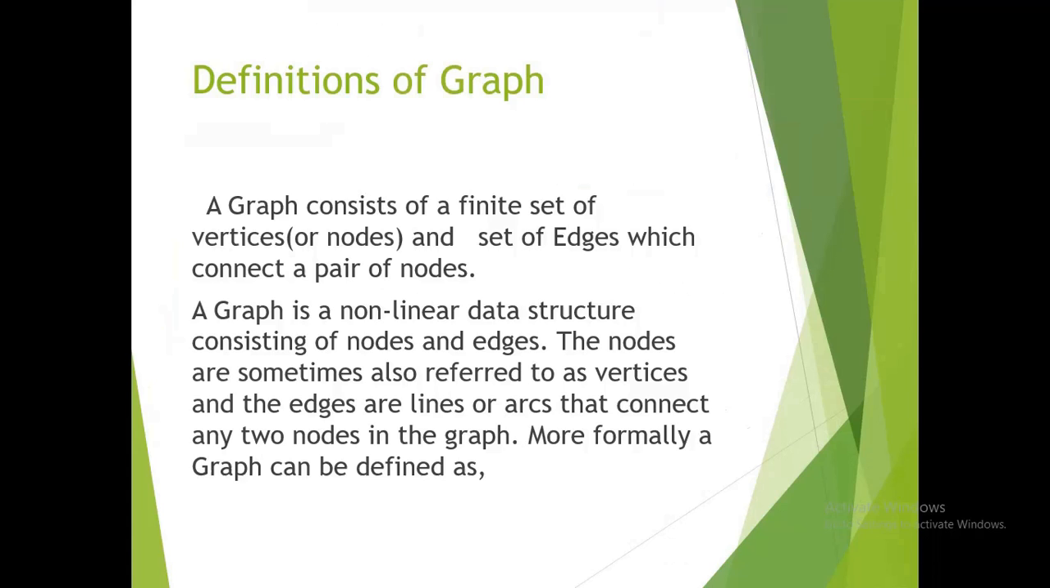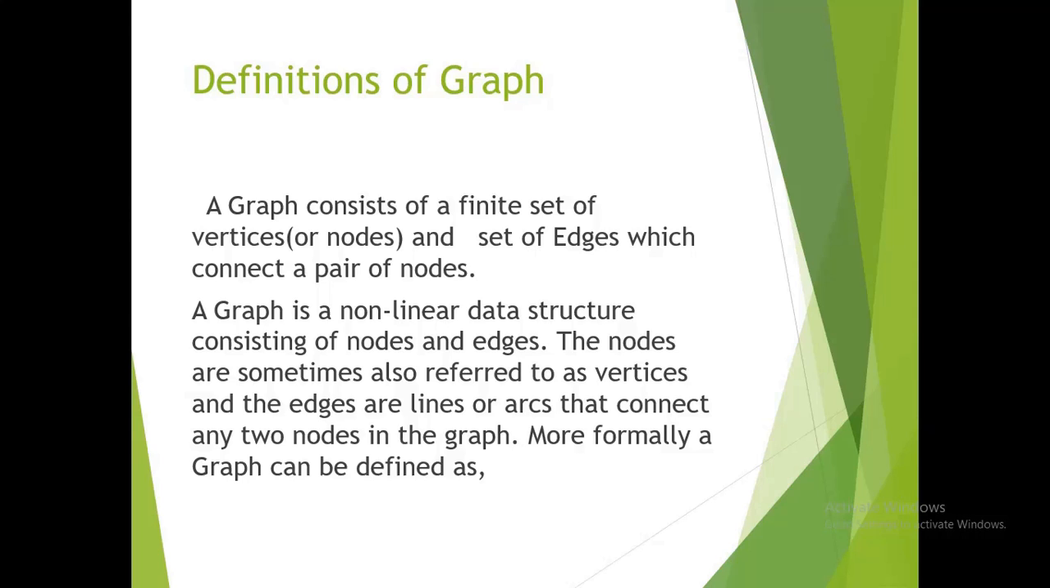Definition of graph. A graph consists of a finite set of vertices and edges which connect a pair of nodes. A graph is a nonlinear data structure consisting of nodes and edges. The nodes are sometimes also referred to as vertices, and edges are lines that connect any nodes in the graph.